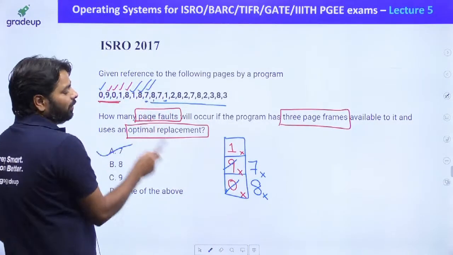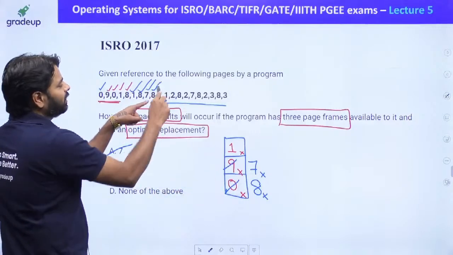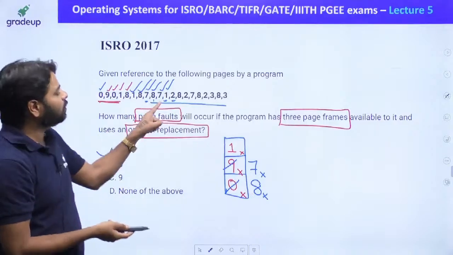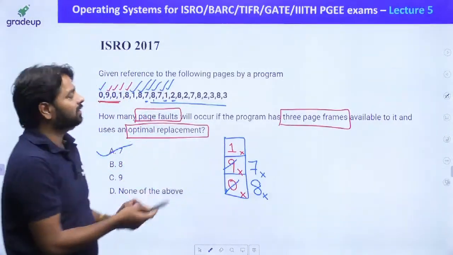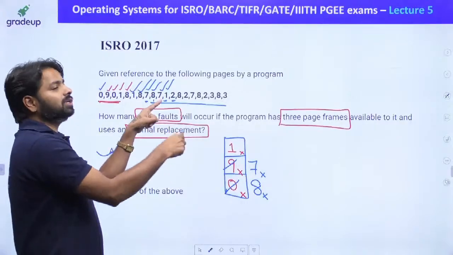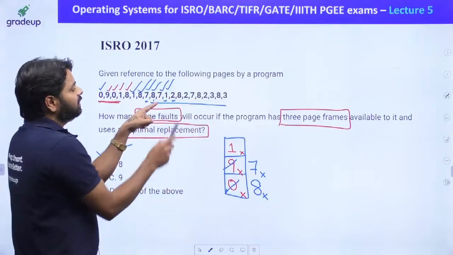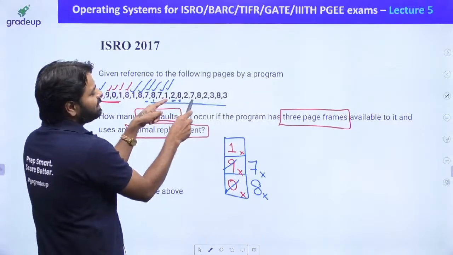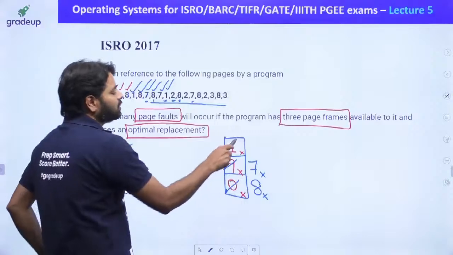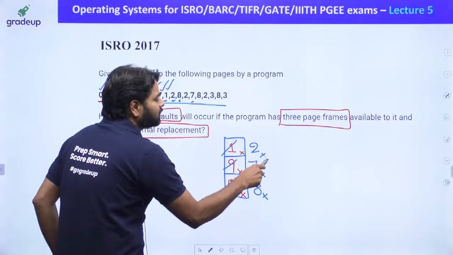7 is over. Now 8 already exists, 7 already exists, 1 already exists. Now 2 is coming. When 2 comes, look at 1, 7, 8. Who is going to be referred quickly and who is not? 8 is coming early, 7 is coming, 1 is not referred at all. So 1 can be replaced with 2.